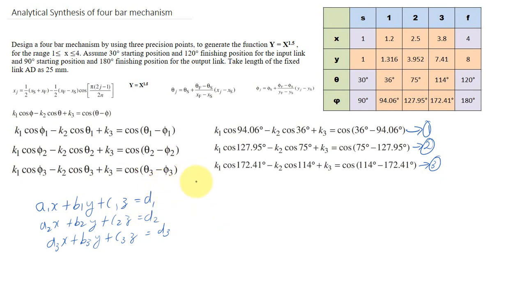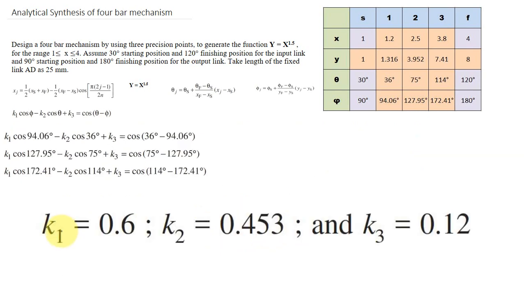Upon solving, you will get the value of k1 as 0.59, which is rounded to 0.6, k2 is equal to 0.453, and k3 is equal to 0.119, which is rounded to two decimal places as 0.12. Always remember to take the values of k1, k2, k3 as modulus values.